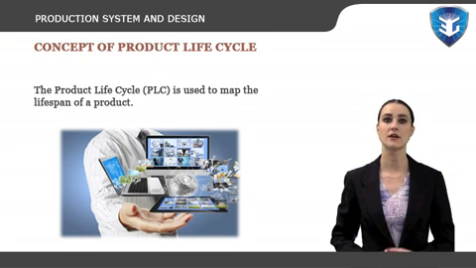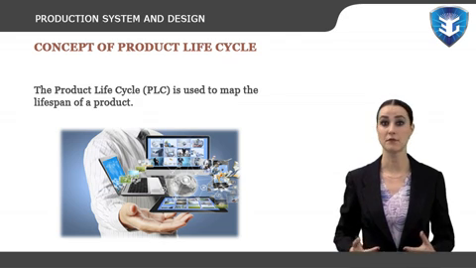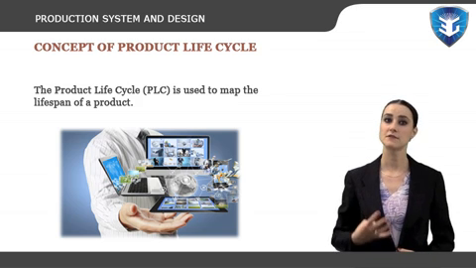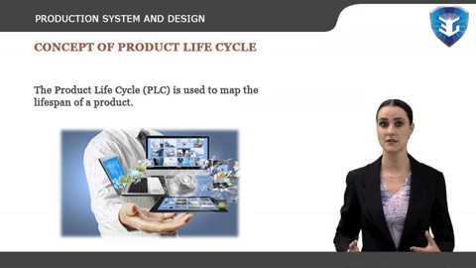Now we will study the concept of product life cycle. The product life cycle, PLC, is used to map the lifespan of a product. There are generally 4 stages in the life of a product. These 4 stages are the introduction stage, the growth stage, the maturity stage, and the decline stage.